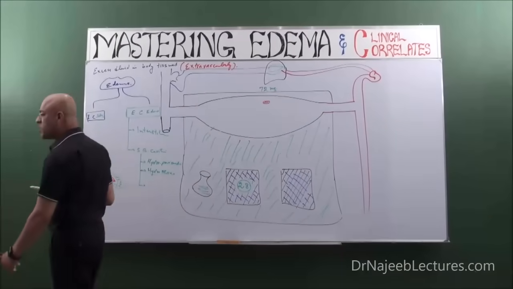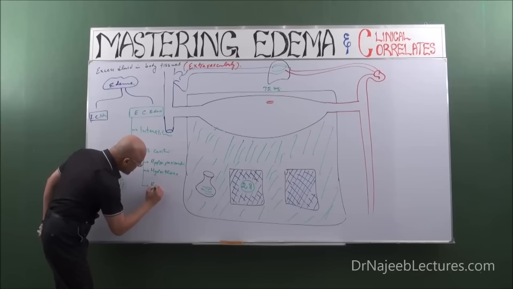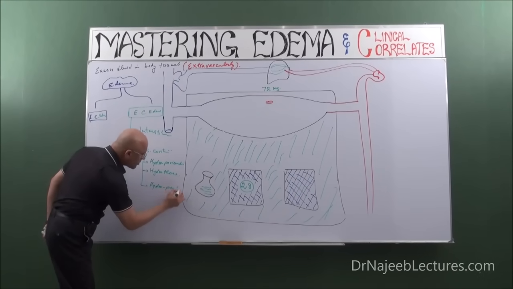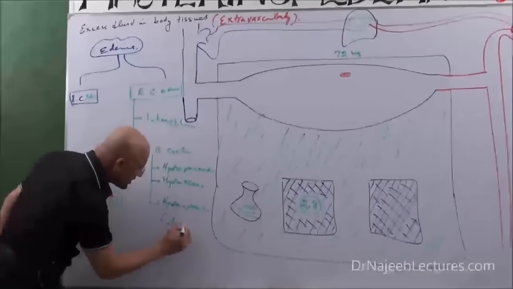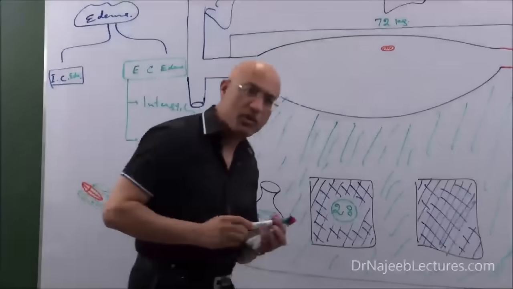which is a less commonly used term. More commonly, we can say hydroperitoneum, but very commonly we use the word ascites. Who said ascites first? Very good.